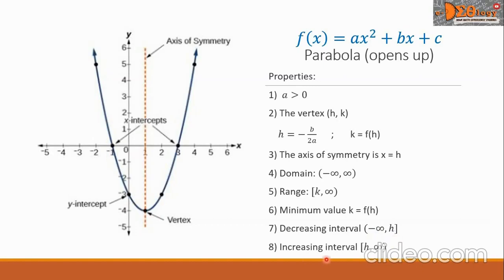Likewise, for the increasing interval, this is the graph, the right side of the parabola, that is the increasing interval. It is going up. And the interval notation for that is square bracket h, comma, infinity.